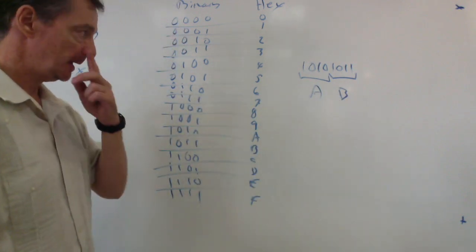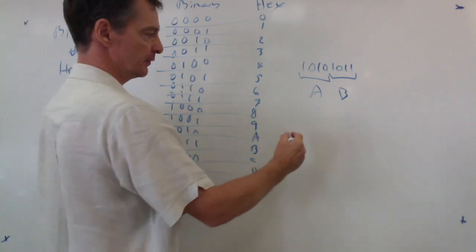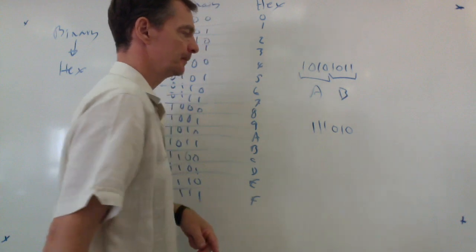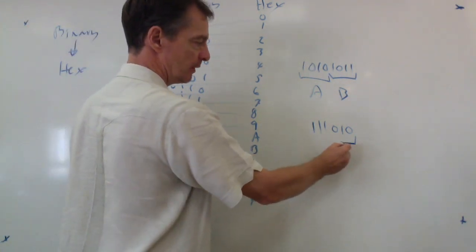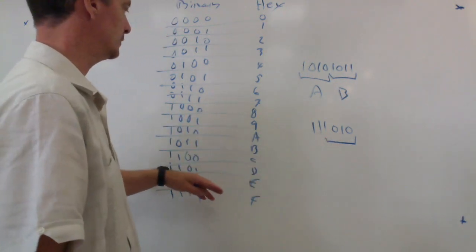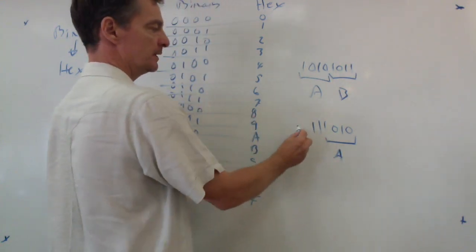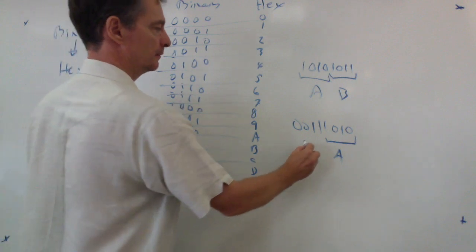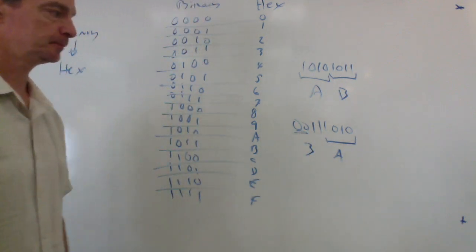It's a little bit tricky if they don't give you a multiple of 4 in the example. So for example, that one. You don't read from left to right, you read from right to left. Group 4, 1 0 1 0, goes back to A again. This one is going to be 0 0 1 1, which is 3. So I put in the leading zeros.